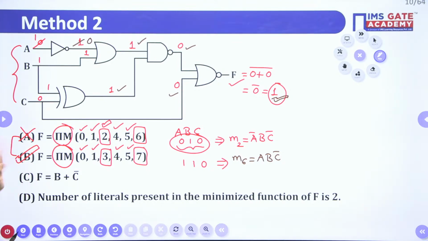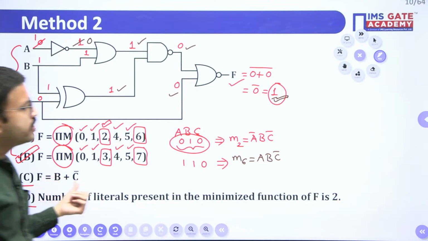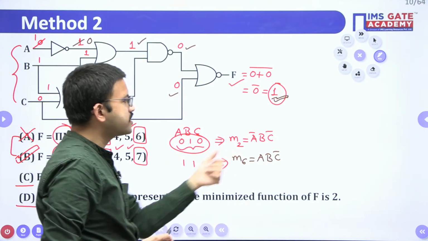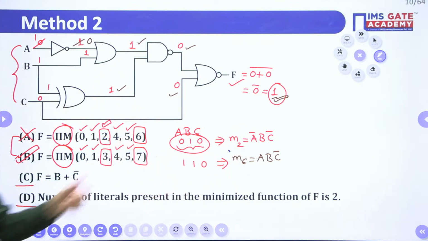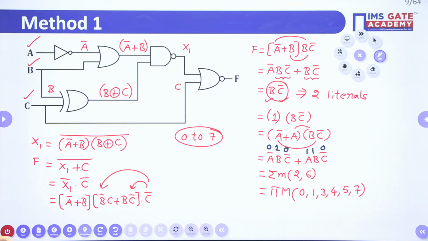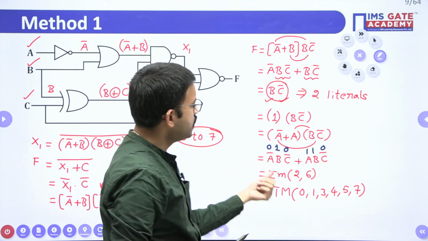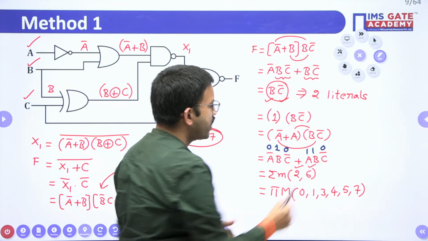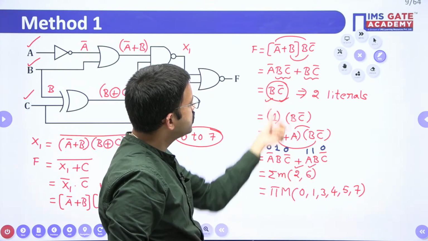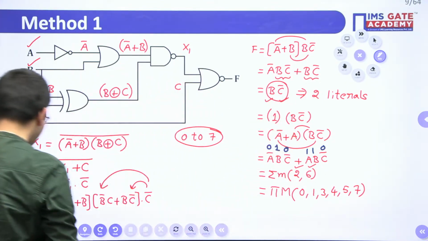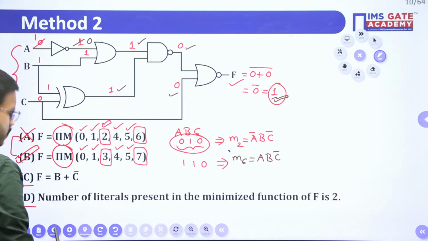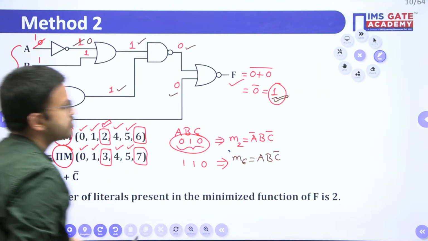But this question is MSQ, so more than one option can be correct. Now let us focus on option C and option D. Here you got M2 and M6, and regarding this simplification we already discussed earlier. See here, you got the same min terms, right? M2 and M6, and here we got the simplified form. Or if you want, you can do simplification, you will get the same answer.